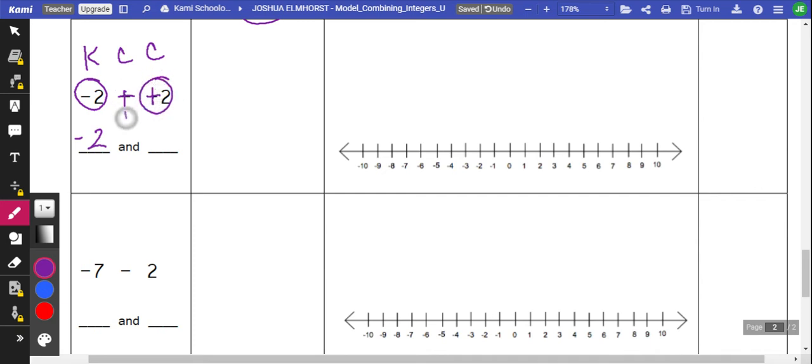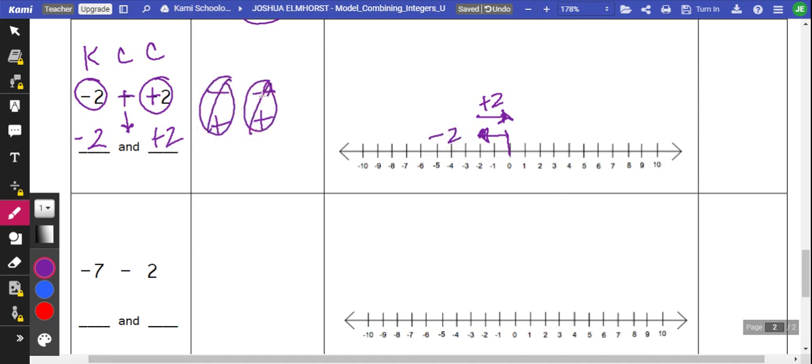So now we're adding, so negative 2 and positive 2. 1, 2, 1, 2. Starting at 0, we're going to go negative 2, and then we're going to go positive 2. So 0 pair, 0 pair, and we're going to end up going nowhere. There's a 0.